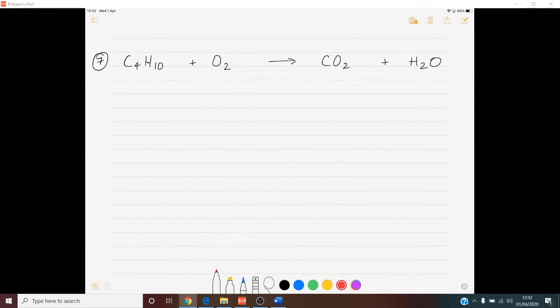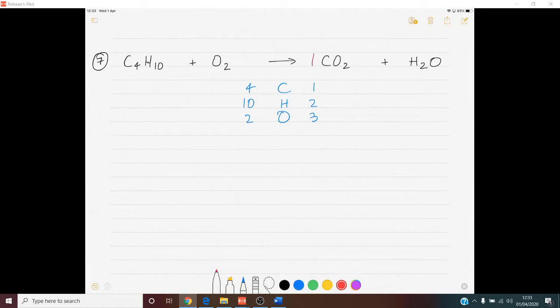Question 7. This is probably the last one for this video. Butane and oxygen, combustion of butane. Butane, elements carbon, hydrogen, and oxygen. 4 on the left, 10 on the left, and 2. On the right, 1, 2, and 3.